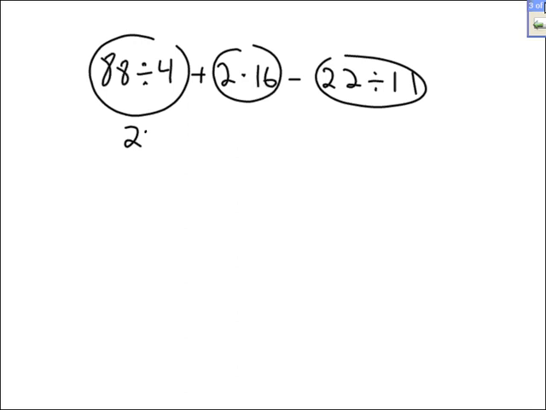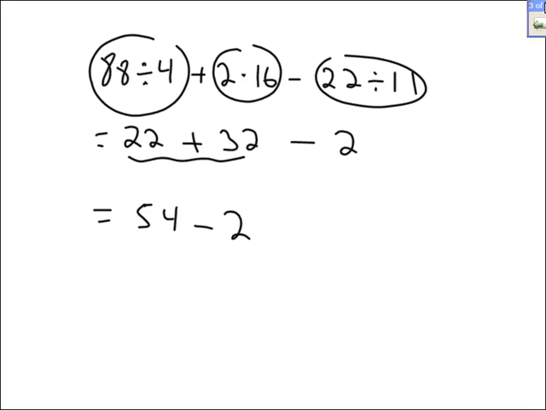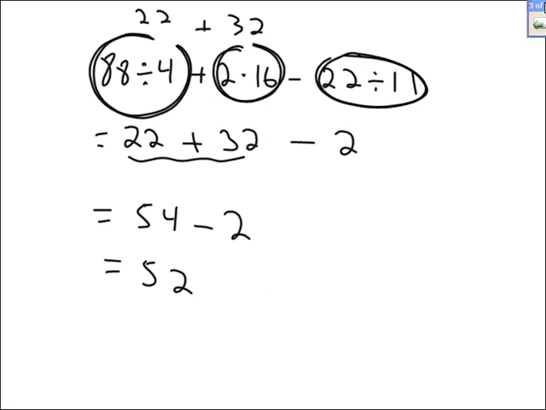The first term is 22. Do the division. Make sure I'm right. The second term is 32. And the last term, 22 divided by 11, is 2. And you add the first 2, you get 54. You take away 2, get 52. Before you add or subtract, you have to know what you're adding and subtracting. In this problem, we are adding 22 and 32. And then from 52, which is this sum, we are then taking away 2.